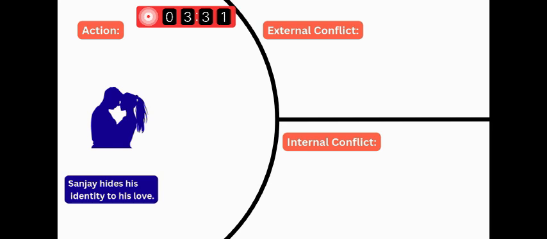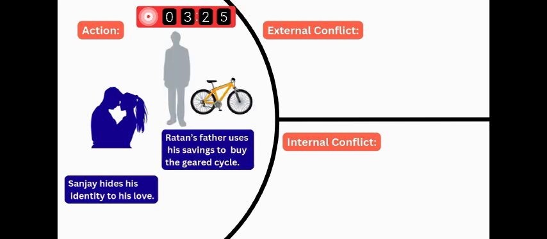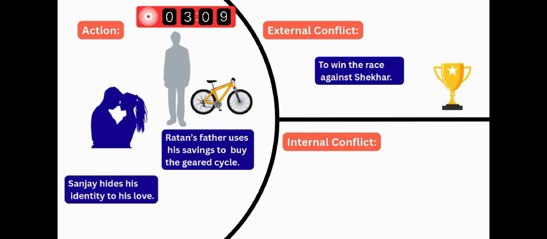He thinks that she loves him because of who he is. Funny, isn't it? Now, on the other hand, Ratan's father actually puts 25,000 rupees in buying a bicycle, a geared bicycle for Ratan to give him a fair chance in this year's race. Now, the conflict, that is the external conflict, remains the same, which is just winning the trophy or winning the race. However, the internal conflict has heightened.